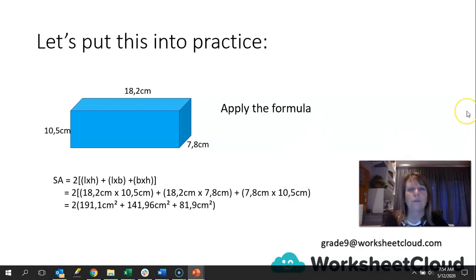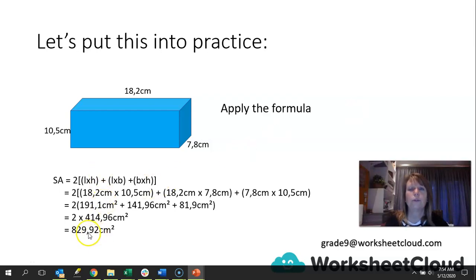Okay, so now we have all like units of measurement. We can just add them together, and we're going to get 2 times 414,96 centimeters squared. Okay, and so we double that, and we end up with 829,92 centimeters squared. Very often when you're calculating this, you need to round off to the nearest tenth, or the first decimal place, as they could say, or to the nearest whole number.